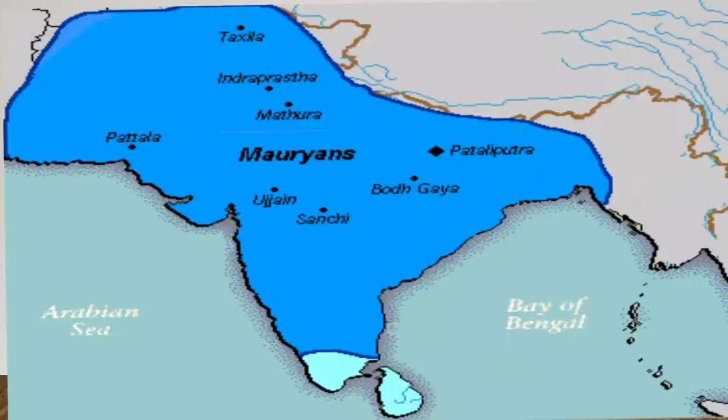The Ashokan empire extended from Kashmir and Afghanistan in the north to Karnataka and Suvarnagiri in the south, and from Bengal in the east to Sindh and Baluchistan in the west. So this is the extent of the Mauryan Empire under Ashoka.